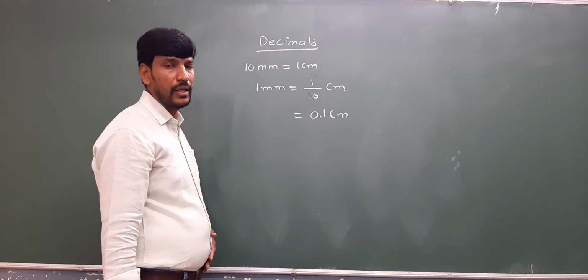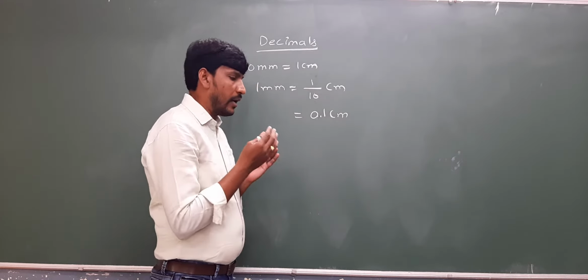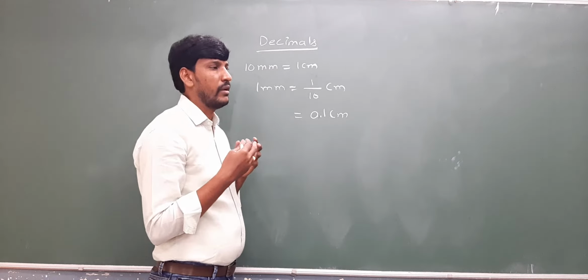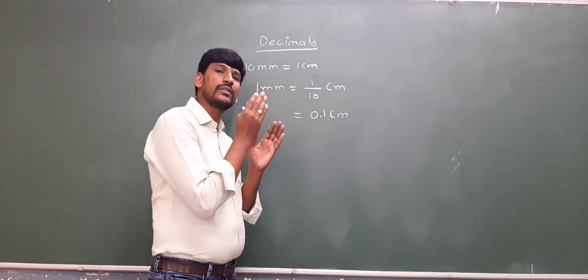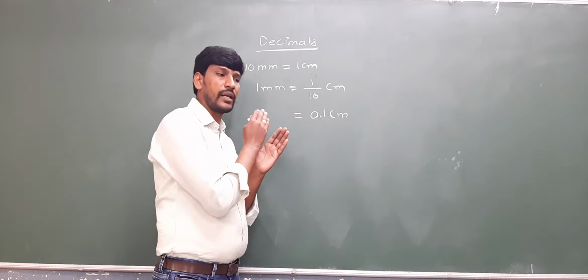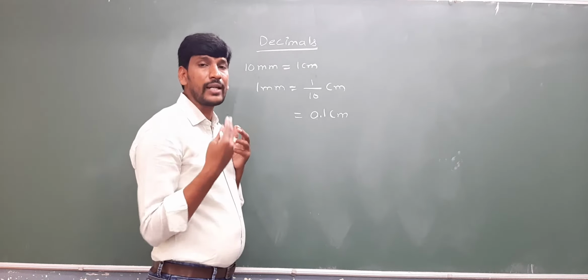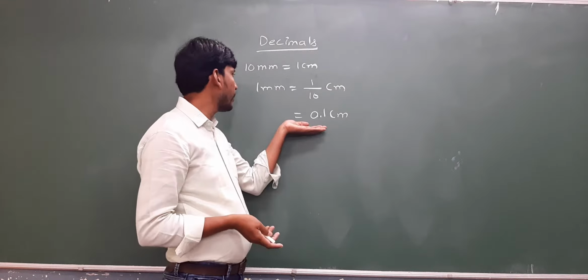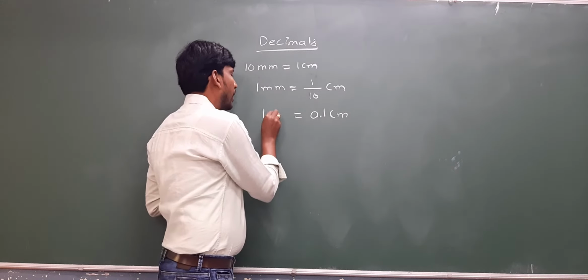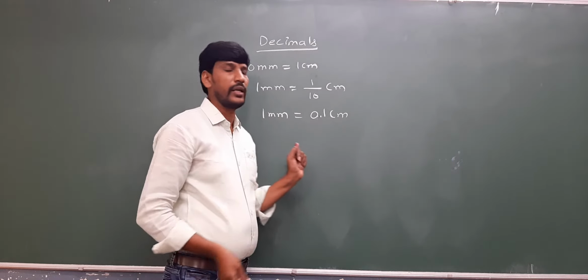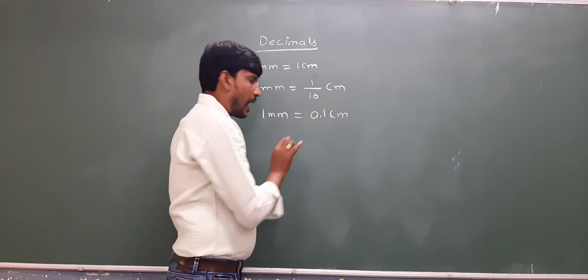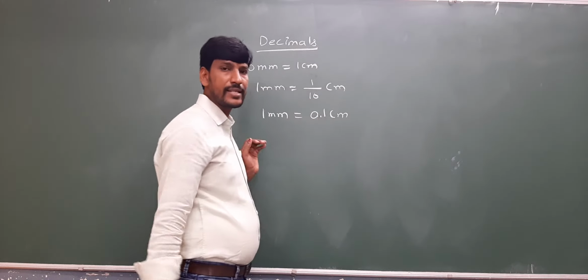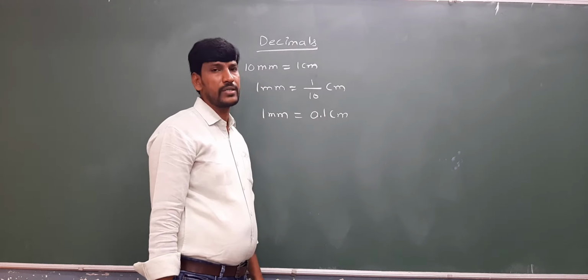0.1 centimeter. Decimal means, in our Indian number system, there are ones, hundreds, thousands, 10,000s. After ones place, what is that? That is tenth place, hundredth place, thousandth place. That we are going to discuss. So see this here, 1 millimeter is equal to 0.1 centimeter. Here this point is called decimal. After decimal you have 1, because depending on the 0 you will get the number of places. Here there is 1 zero, that's why we got only 1 place, that is 0.1.